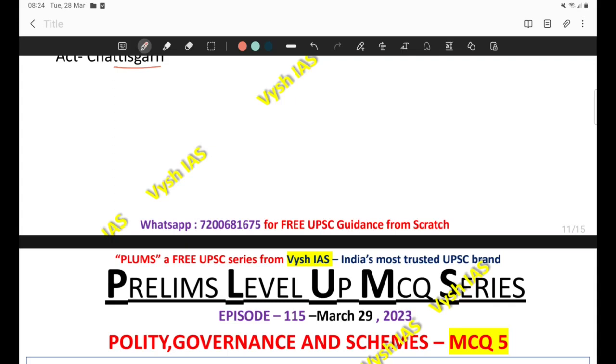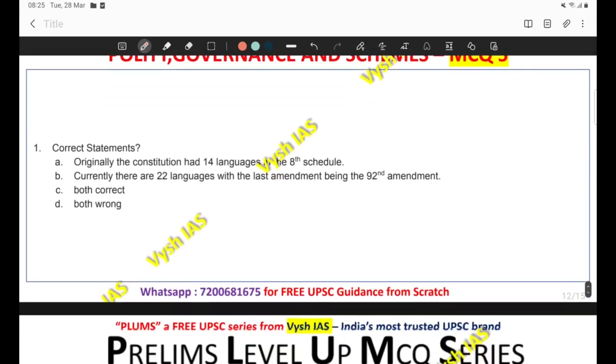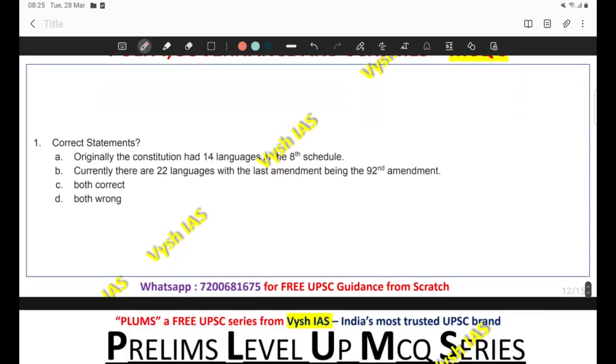This is how you have to look for the gray areas in the question. The direct questions coming from Lakshmikant, everyone will be writing those. Where you can get an upper hand is these kind of questions which most people won't write. So please prepare those gray areas also once you have completed the static important portions. Then come to the next question. Which are the correct statements? Originally, the constitution had 14 languages in the 8th schedule. Currently there are 22 languages, with the last amendment being done by the 92nd amendment.